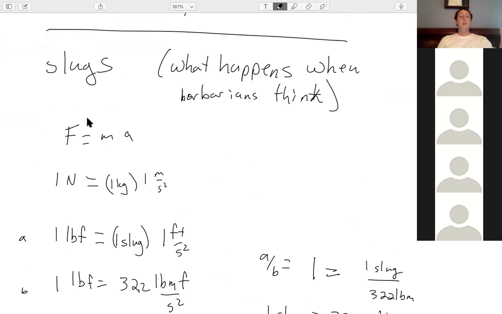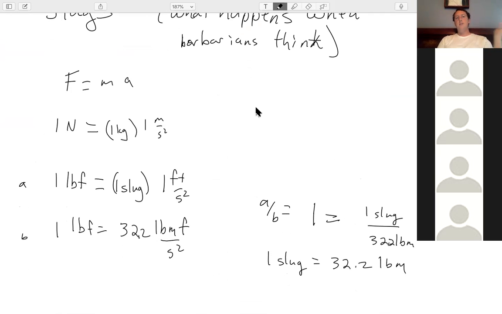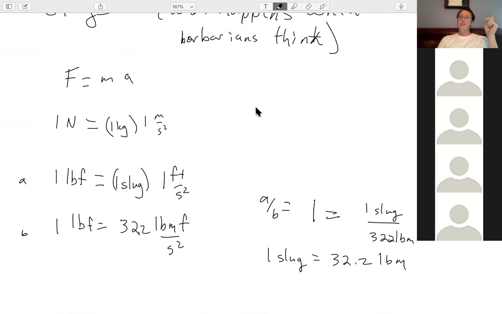Then I went through what slugs are. Slugs are what happens when barbarians think. It's really what you do if you were to use barbaric units, but define composite things like you would in the metric system. Just like we said, 1 newton is 1 kilogram times 1 meter per second squared. A slug is the unit of mass, which plays the same role for barbaric units, for English units. And then you can go through the conversion here. We know that 1 pound of force is 1 slug times 1 foot per second squared. But it also is related to pounds of mass using this 32.2 factor. I just divided these two equations to find that the ratio of a slug to a pound is determined by this 32.2 factor. So, for those of you who watch this video and are confused, just pause it and work through it. It's just simple algebra. All right.